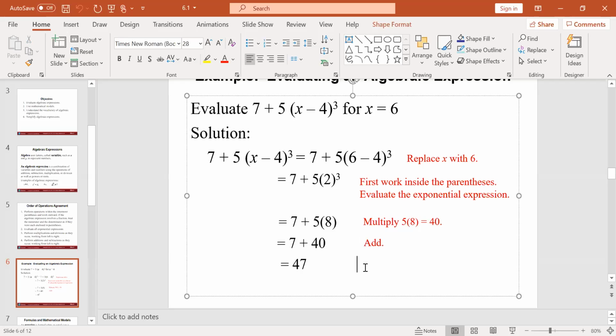And then 5 times 8, you would do next. Even though it's not first here, addition is, but we do multiplication and division before we do any addition. You get 40, and then you finally do the 7 plus 40, and you get 47. So not so bad. This one was a bait and switch because there was a variable, but all we were really doing is putting a number in for the variable and calling it a day.